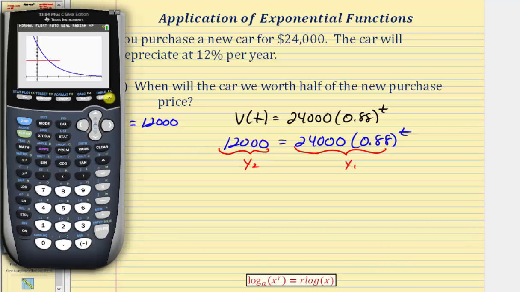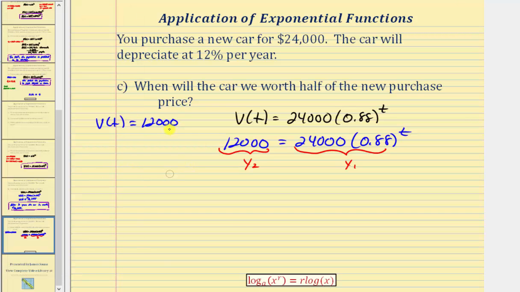And here's the constant function y equals 12,000. We want to determine the x-coordinate of this point of intersection, so we press second trace for the calculation menu, option 5 for intersection, and enter 3 times. So we have x is approximately 5.42, or in our case it would be t. So graphically, we have t is approximately 5.42 years.